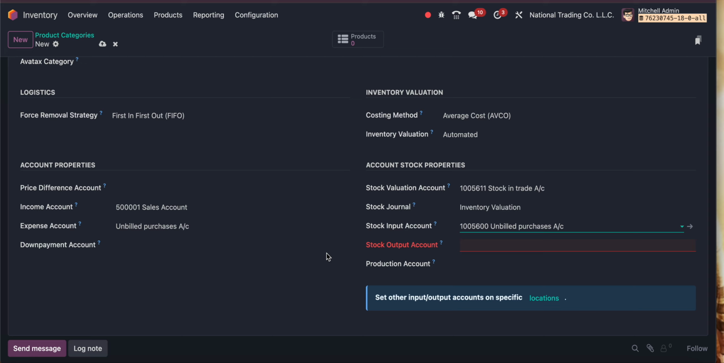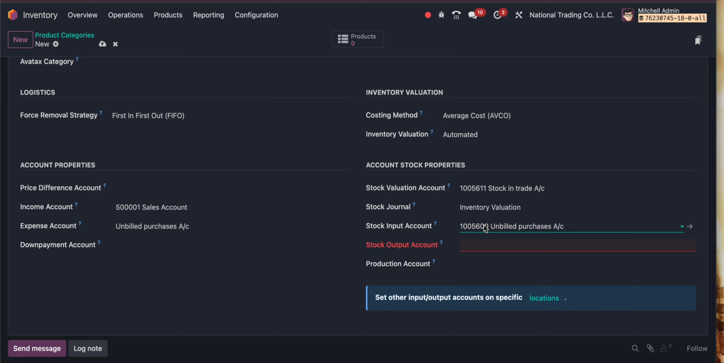That is why we park that credit balance in a parking account, which is a current liability account, the unbilled purchase account. Eventually, when the vendor bill is validated, this unbilled purchase account will be debited and the vendor payable account will be credited. At that point, the unbilled purchase account is debited with the same value that got credited in the journal entry generated when validating the GRN.